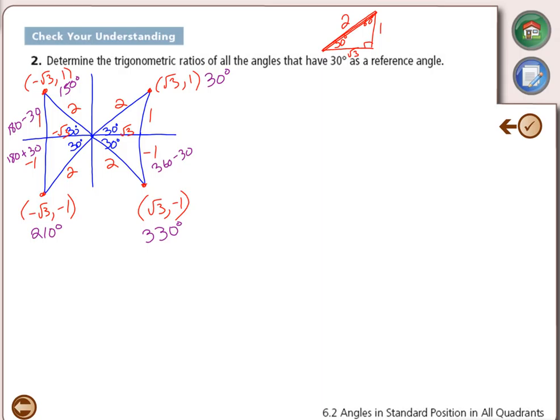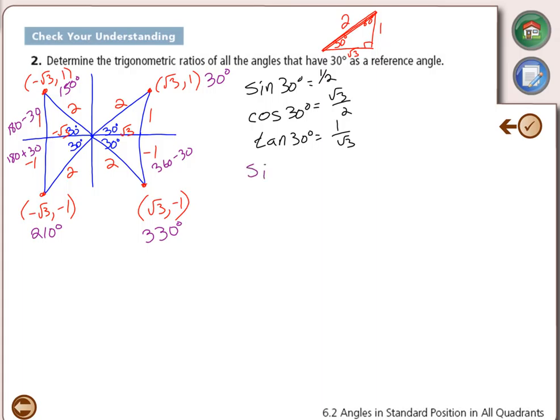Let's start doing them. Sine of 30 degrees, cos of 30 degrees, tan of 30 degrees. Sine, y over r, 1 over 2. Cosine, x over r, root 3 over 2. Tan, y over x, 1 over root 3. Those ones are done. Now we go to 150.